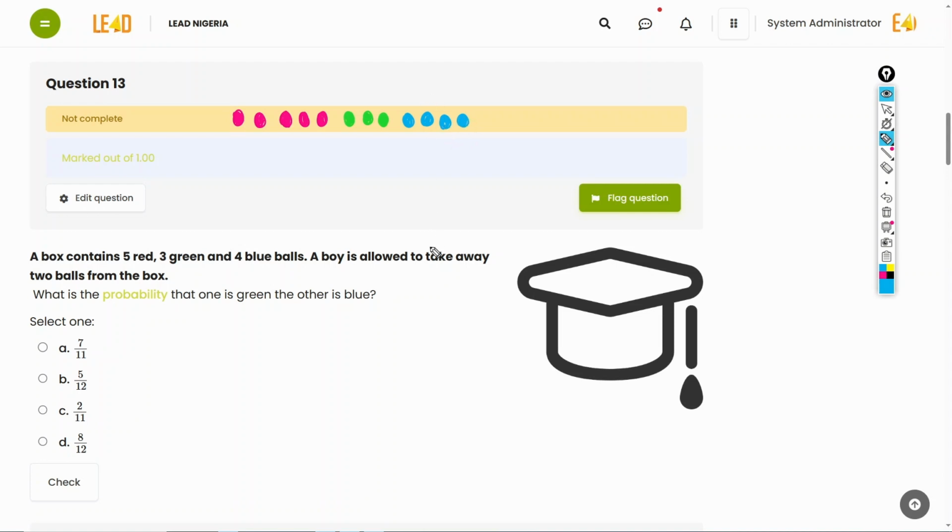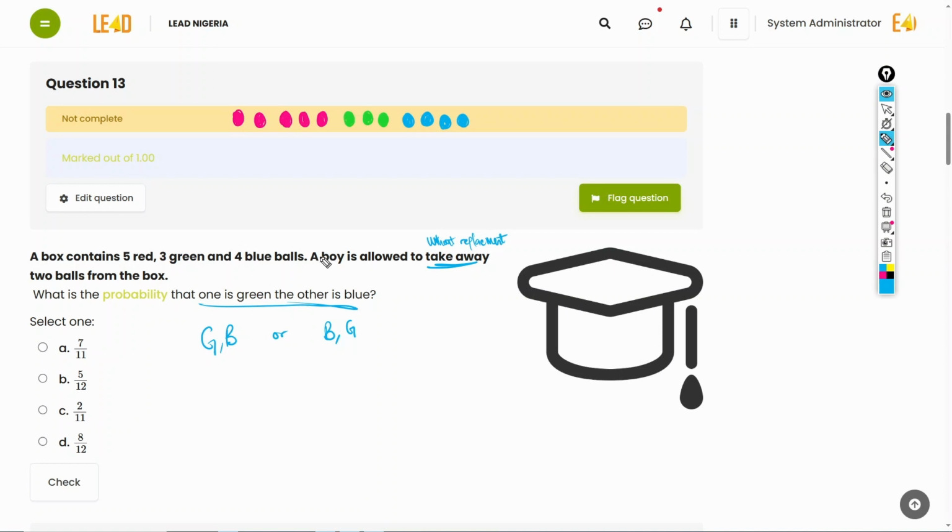Okay, so a boy is allowed to take away 2 balls. So this takeaway here means without replacement, right? The fact that it's allowed to take it away means that it's without replacement. So find the probability that one is green and the other is blue. All right, so there are 2 ways this can happen. It's either he first takes away a green, then a blue, or he takes away a blue, then a green.